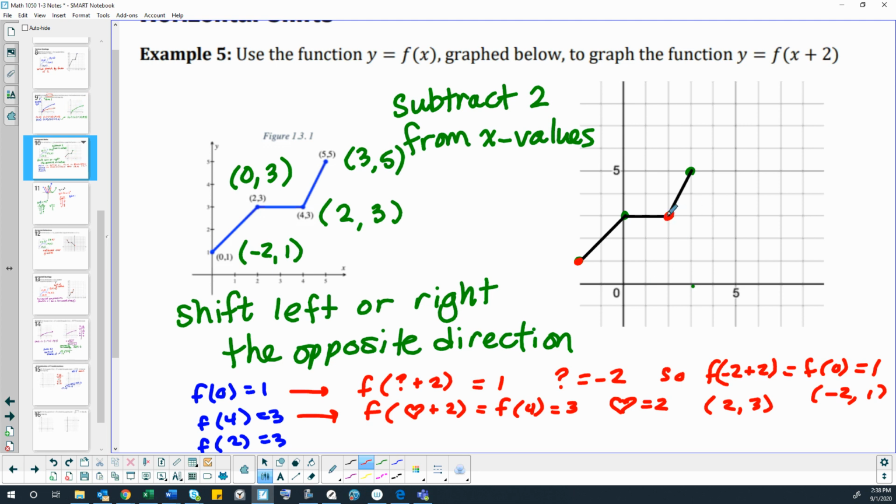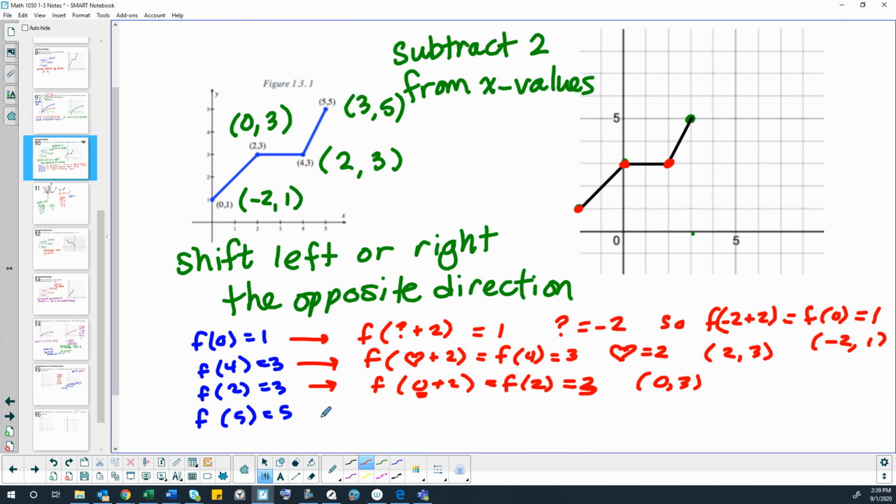Let's check this. So 2, 3 is right here. Then we have this point, f of 2 equals 3 would be 0 plus 2 in order to equal f of 2, which is 2. So that means we're looking at this number for our x value. So that would be at 0 for x, and 3, sorry, f of 2 is 3, not 2. So that's this point right here at 0, 3.